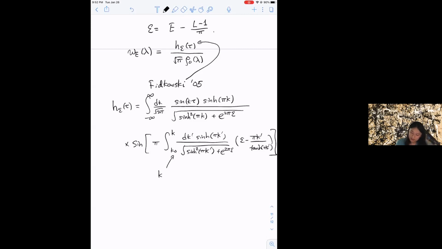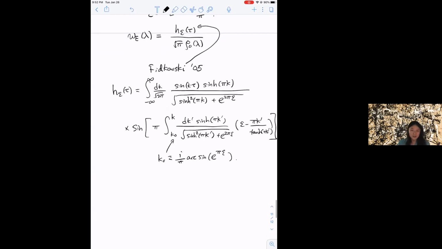And k naught here is i over pi arcsine e to the pi epsilon. Okay, so this is a completely bizarre looking function that you would never have guessed, but that's the answer. That's the solution to this long string wave function equation. And believe me, we're going to match this with something from the worldsheet. So that is going to be the miracle.